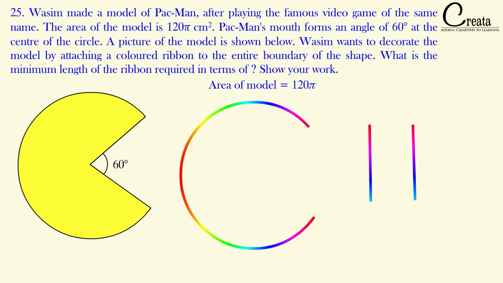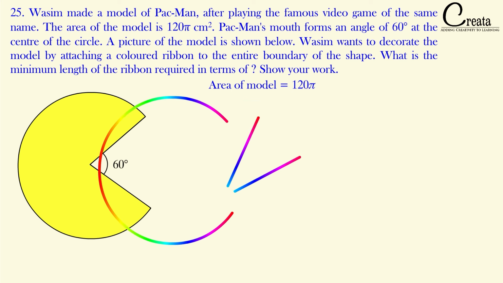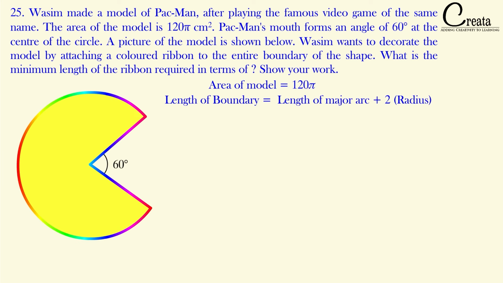Do not make the mistake of only calculating the length of the major arc and forgetting to add the length of the radii. These two radii will also be part of the length of the boundary. So we can say the length of the boundary is equal to the major arc plus twice the radius. Got it? So firstly we have to find the length of the arc.